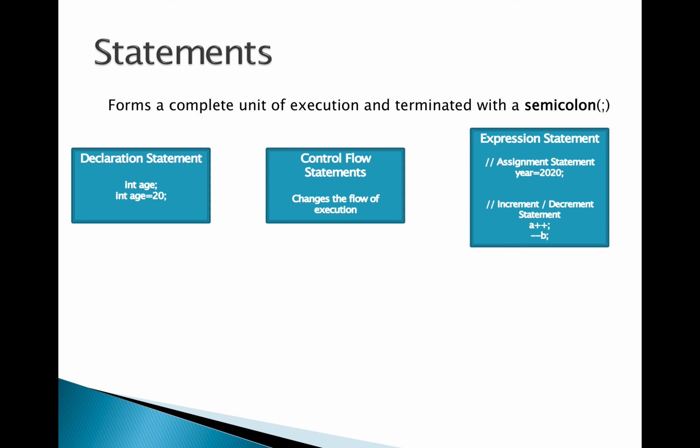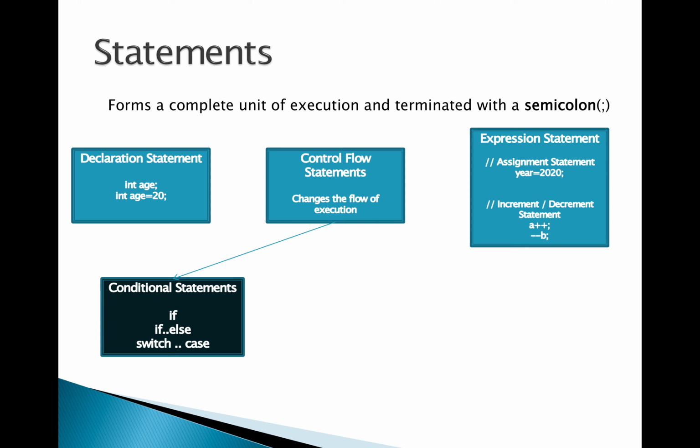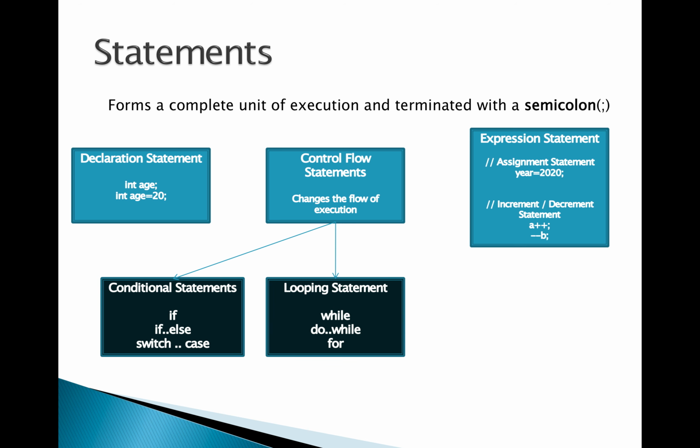The keywords or statements that are used to change the flow of control of the program are called control flow statements. In control flow statements we have conditional statements. We are going to talk about conditional statements, if else and switch case, in the next session. Then we have looping statements, which are used to repeat a particular block of code multiple times based on a condition. We will discuss the keywords while, do while, and for.